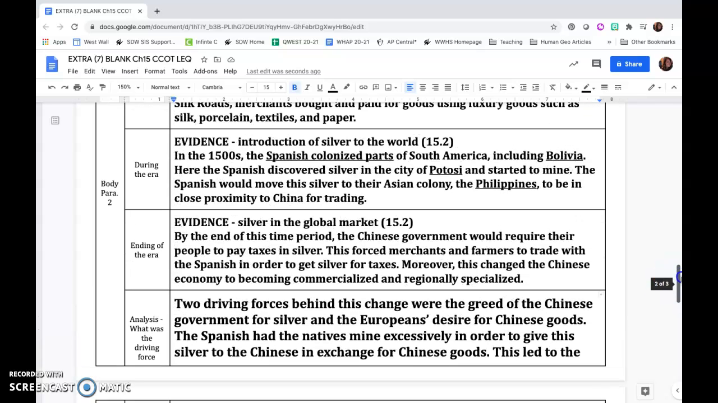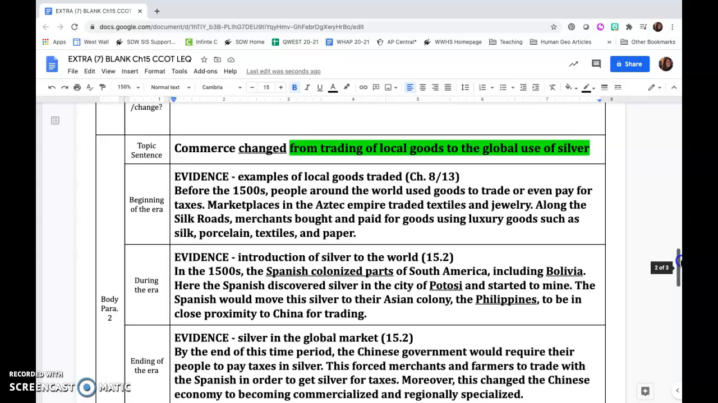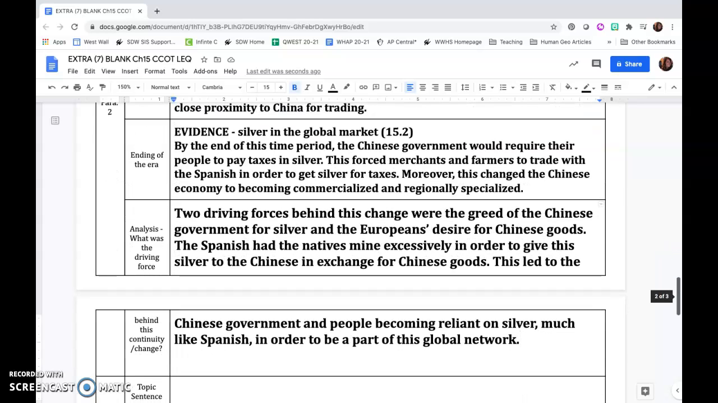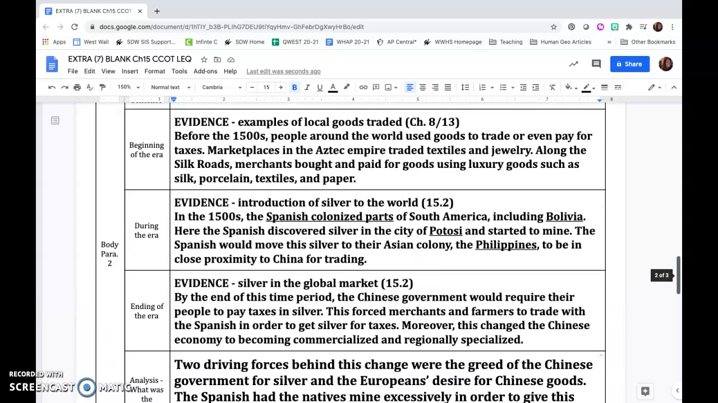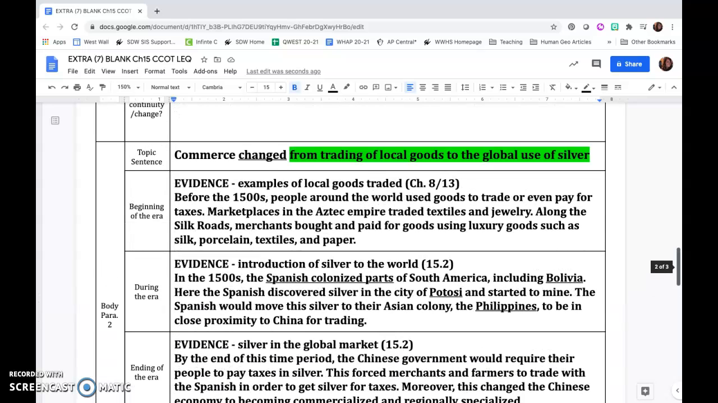And then this is what a completed paragraph should look like, minus obviously my prompts here in order to find information. So I hope this video helps you in writing your change paragraph for your change or continuity essay.